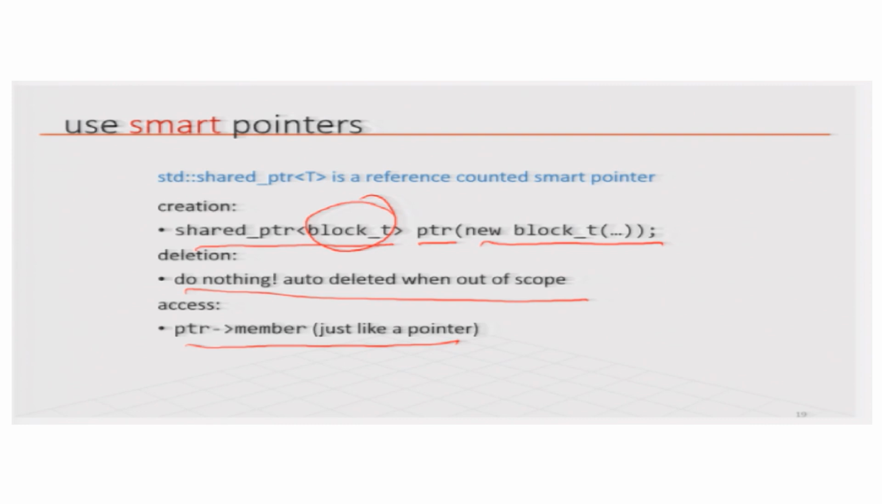Pointer arrow member name will give you access to that member of the structure which the pointer is pointing to. So, if the structure has 3 members, member 1, member 2, member 3, then you need to know the name of the pointer that is pointing to it, and then you reference them as member 1, member 2, member 3. So, that is the use of smart pointers, and you can also copy a pointer to another pointer to point to the same thing, and so on.